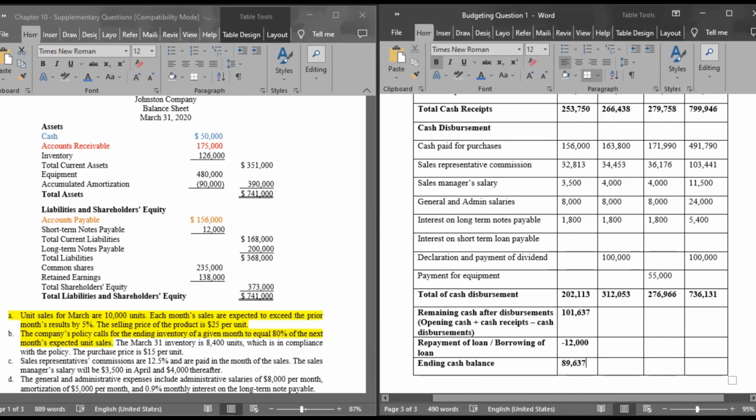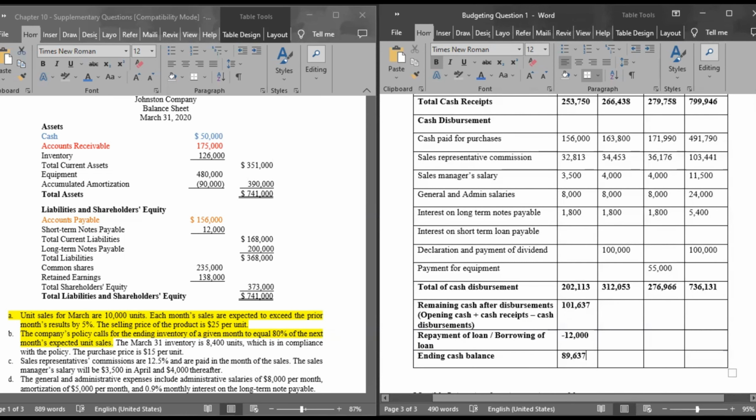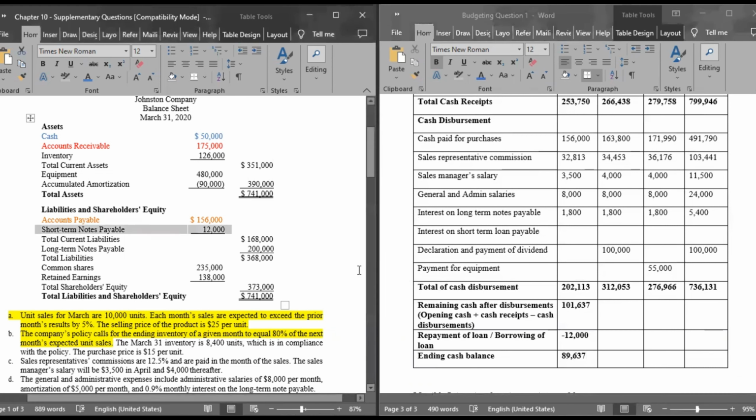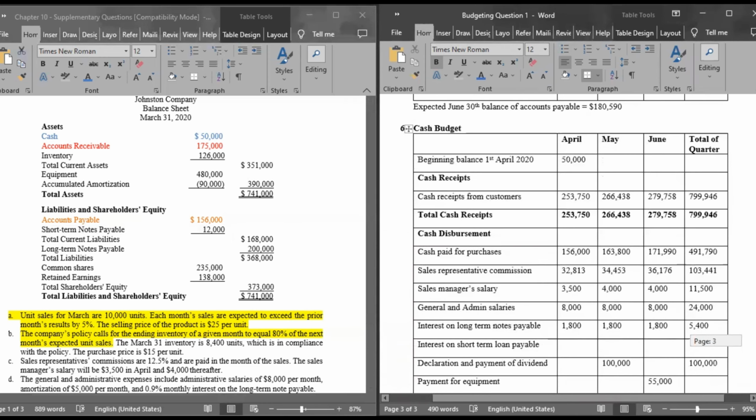So this is the ending balance of April. And it is just fulfilling the requirement of minimum cash balance. If there is an amount above 50,000, then the same balance will be retained. But if we have an amount lesser than 50,000, then we need to borrow the amount from the short-term notes payable. So this is in fact the ending balance for the month of April.